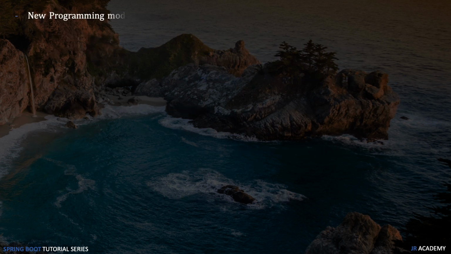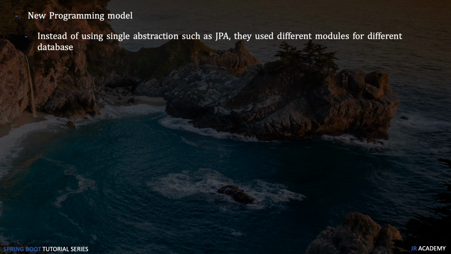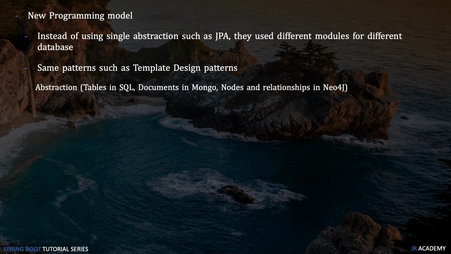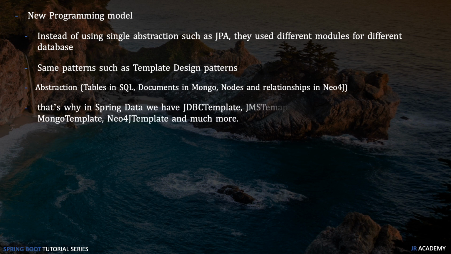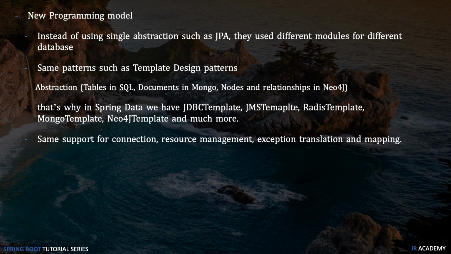And the programming model was, instead of using a single abstraction such as JPA, they used different modules for different databases but with the same pattern, such as the template design pattern, and abstractions such as tables for SQL, documents for Mongo, and graph and relationship for Neo4j. And that's why in Spring Data we have JDBC template, JMS template, Redis template, Mongo template, Neo4j template, and much more. And they all have the same support for connection, resource management, exception handling, and mapping.